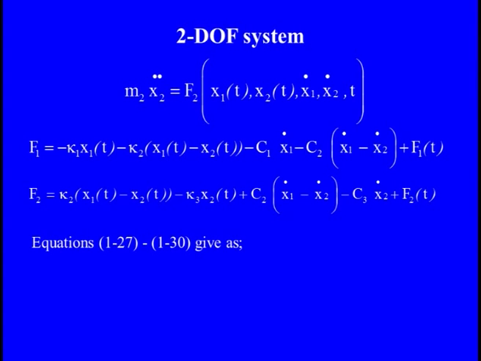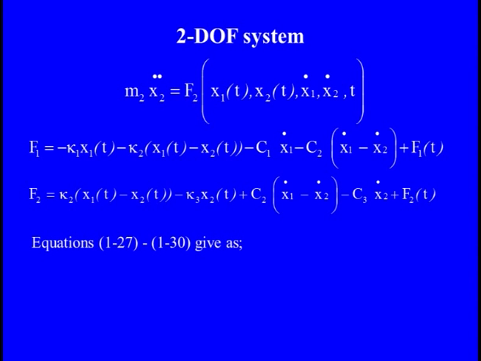We can apply similar things to our other mass, m2 x2 double dot, which is nothing but equal to f2, or we can say a function of x2(t), x1(t), x1 dot(t) and x2 dot(t). So this is the inertia force at the first mass and the inertia force at the other mass. Certainly, this is a function of both the displacement and the velocity components together.